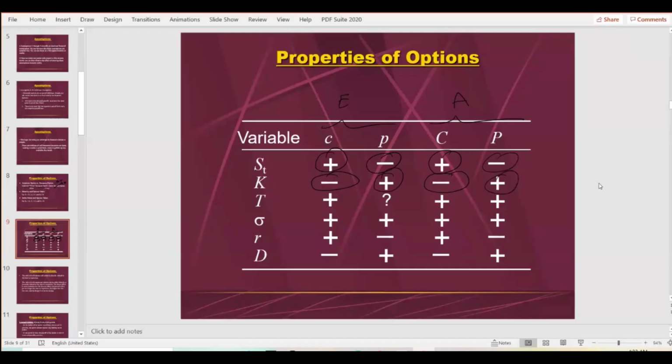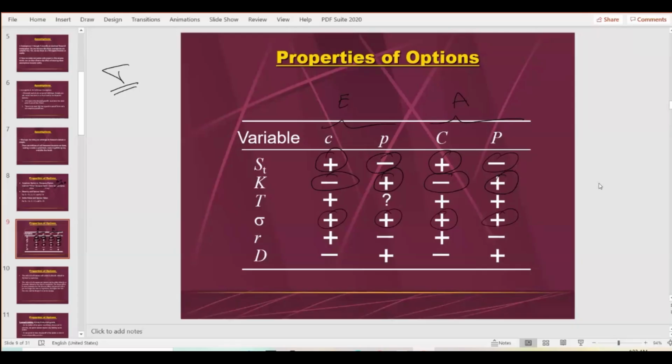Now for the volatility sigma, the higher the volatility of the price, the higher the value of the option, because this means that the price can attain extremely high values or low values, which is good whether an investor has a call or a put option.